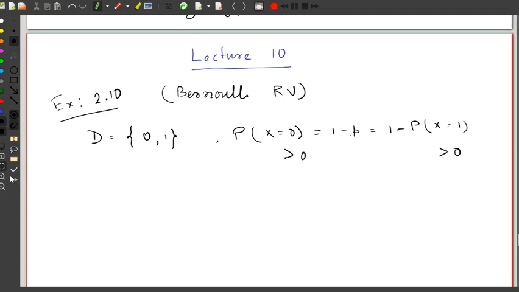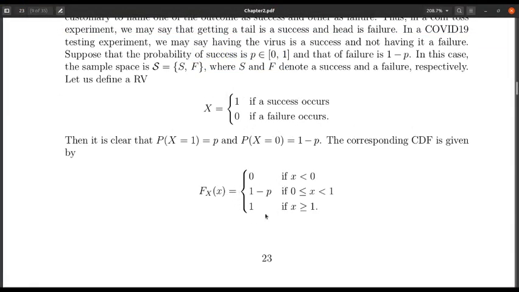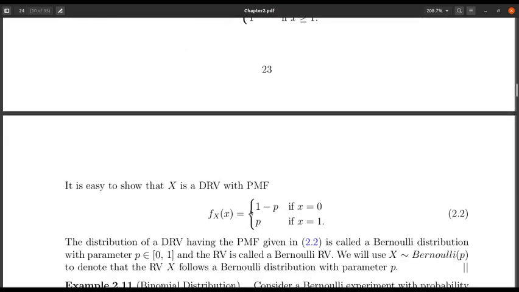If p is not equal to 0 and p is not equal to 1, then both the probabilities are greater than 0, and the sum of the probabilities over x belonging to D is 1. So that means, taking D as the support, this random variable X is a discrete random variable.